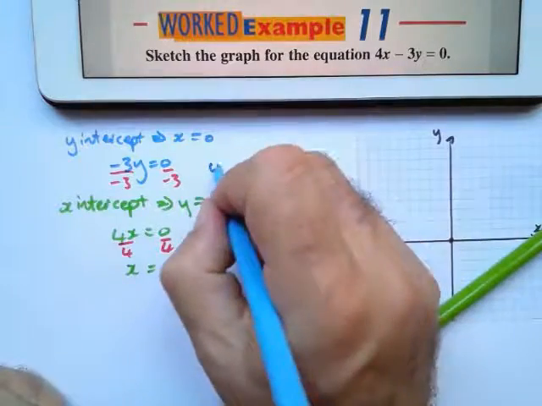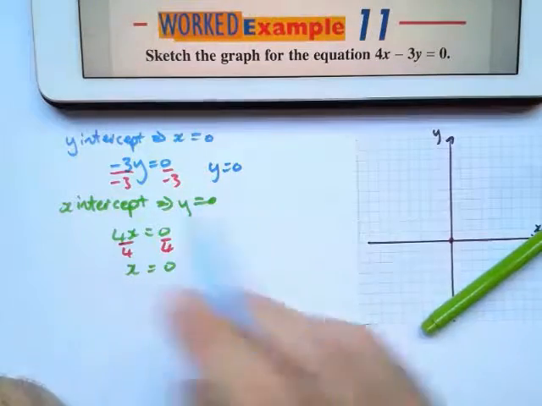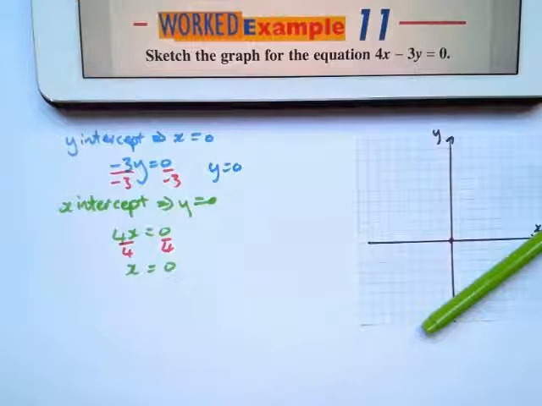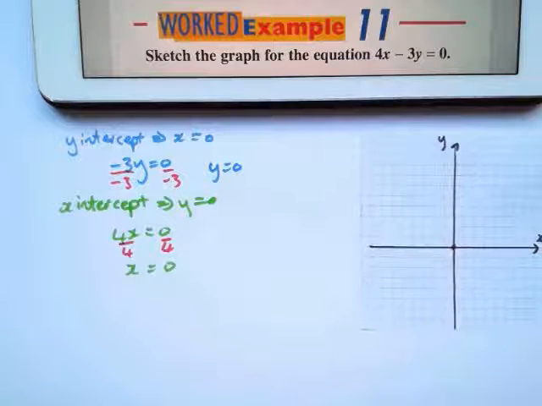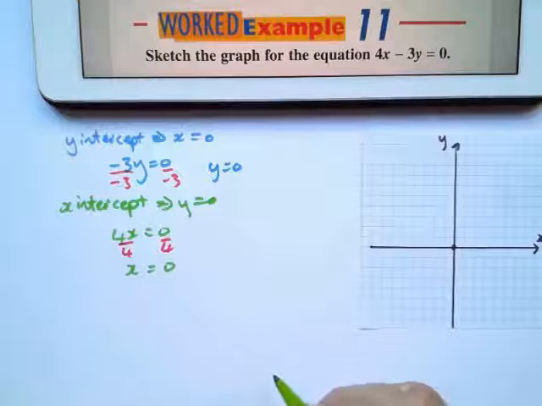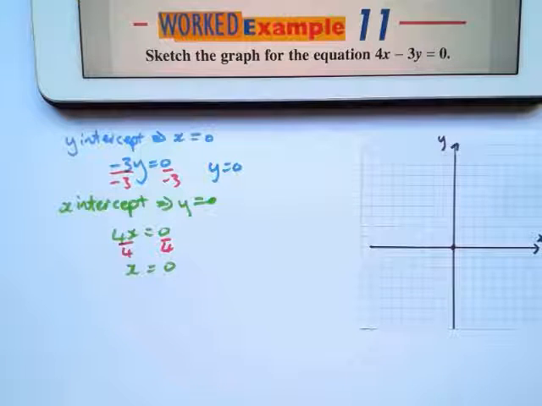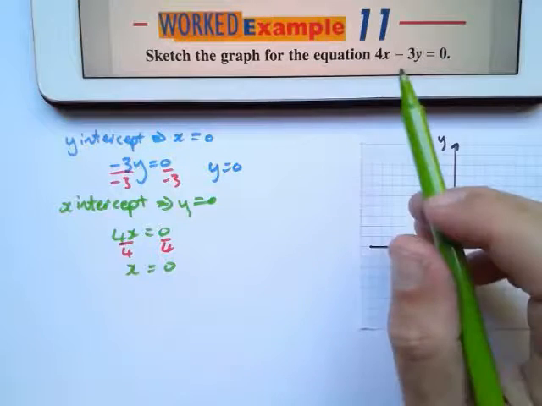I just want to write this. Y equals 0. So if y is 0, x is 0. So that means that I only have 1 point on my graph. Now, I always want at least 2 points because I need 2 points to have a straight line. So what we're going to do is substitute a value for x, or substitute a value for y. Now in my case, I'm going to substitute the value for x.